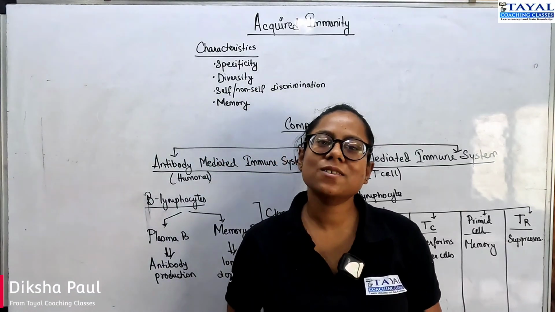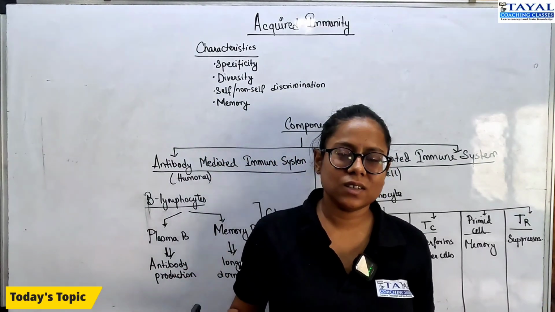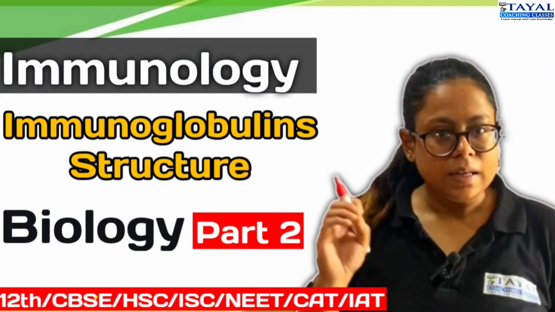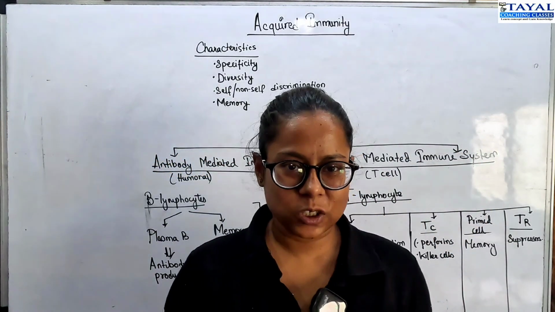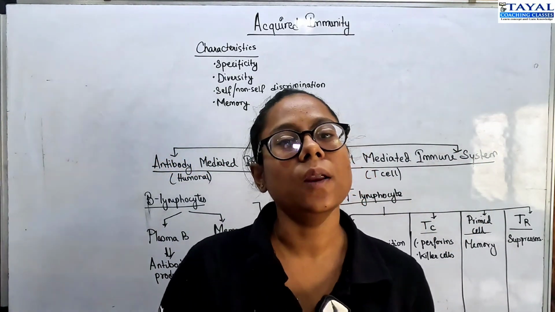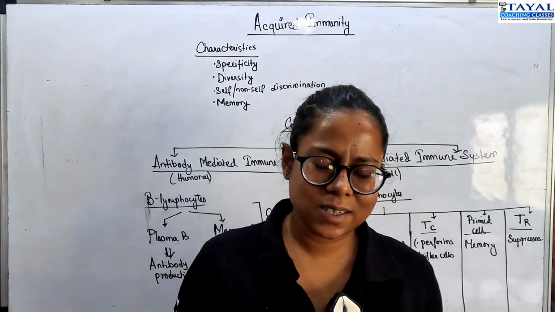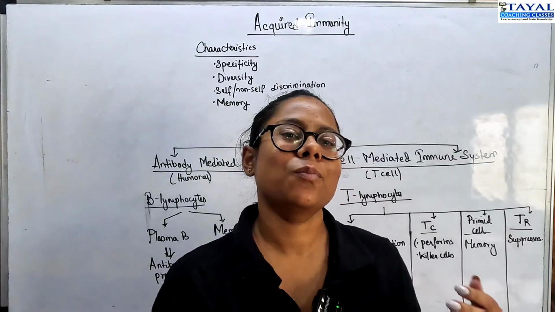Okay, so in the last video, we discussed the types of antigens and the types of antibodies and how antigen and antibodies work together. So to understand the whole immune system, to put the whole picture together, let's understand acquired immunity today.